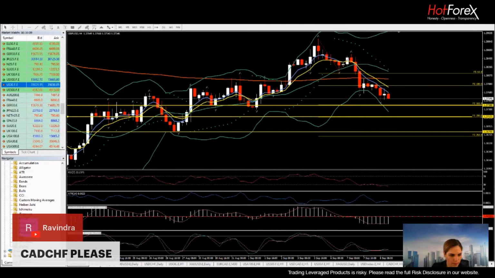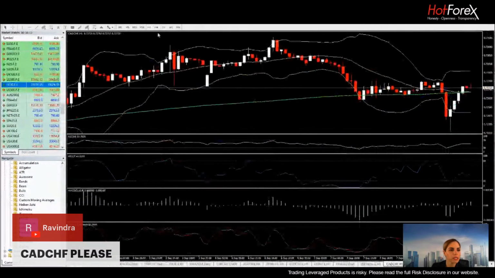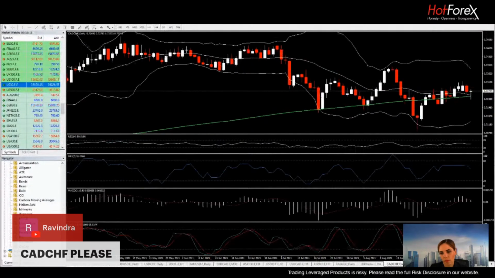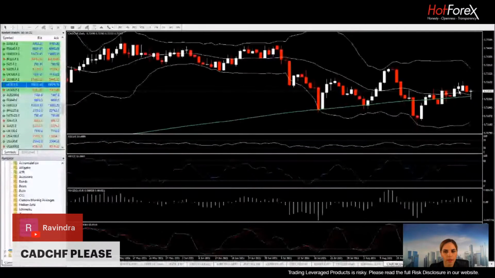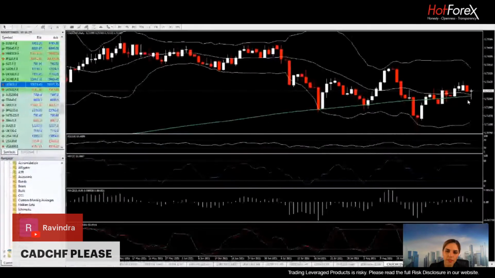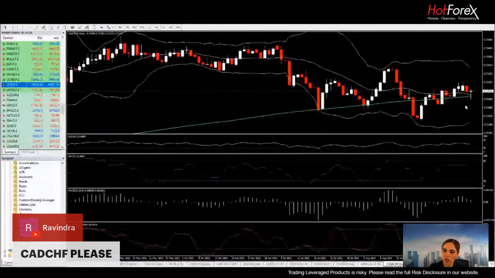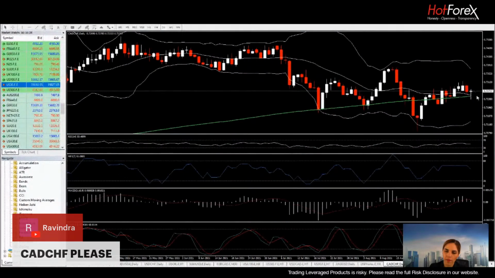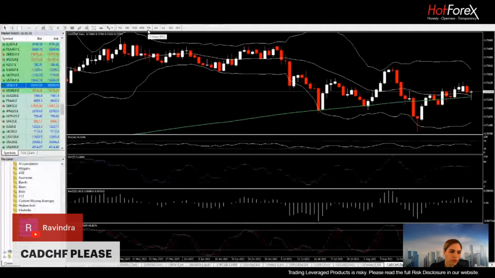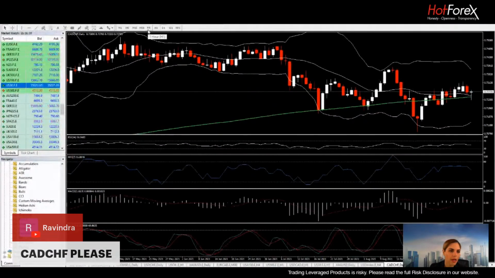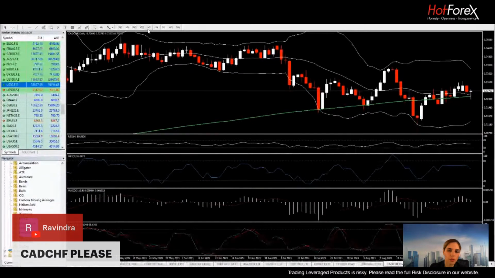So CAD/CHF. Here it is, CAD/CHF. A decline, like a down leg so far today. So a very weak attempt to go down, but fortunately the outlook of CAD/CHF remains strong.